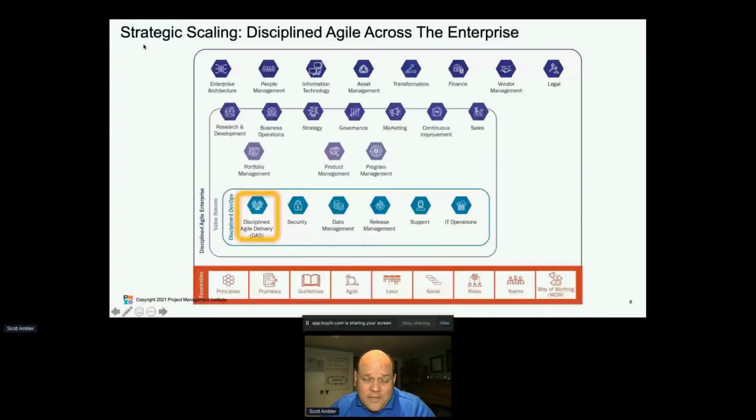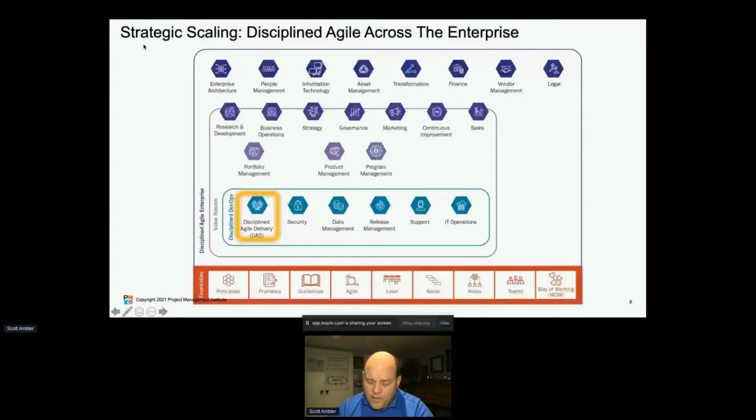The focus today is on Disciplined Agile delivery. How do you apply Disciplined Agile in the software world, or more importantly, the solution world? Because it's not just about software. One of the challenges with the Disciplined Agile community, or the Agile community, is that they focus on software development, and that's great. It's wonderful, but there's also hardware. There's changes to business processes. There's changes to your organization structure. There's supporting documentation and so on. So it's really about solutions, not just software.